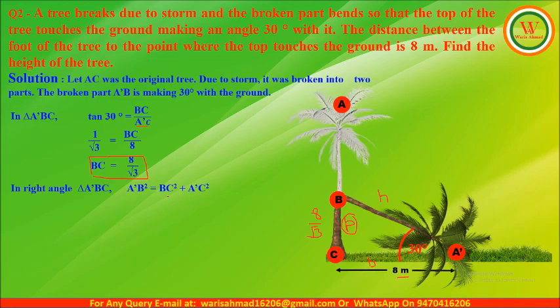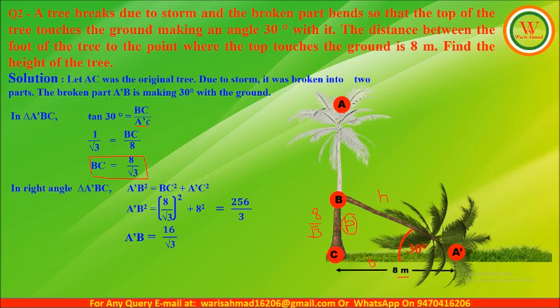After that, we have to put the value of BC, that is given 8 upon root 3 whole square, and the value of A dash C, that is given 8. We have to put that also, and after solving this one we will get 256 upon 3. This is the value of A dash B square. So the value of A dash B will be equal to under root 256 upon 3. So the final value of A dash B will be equal to 16 upon root 3.